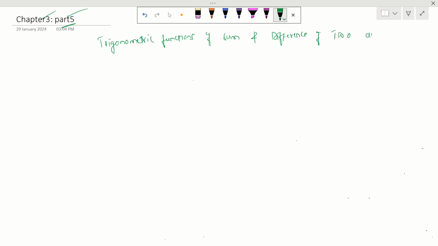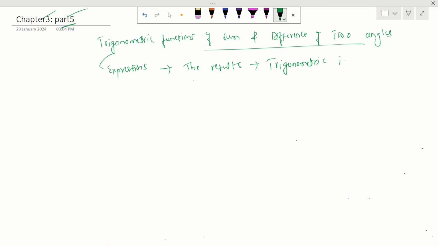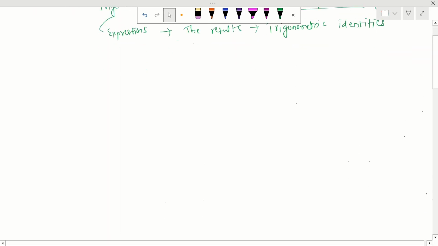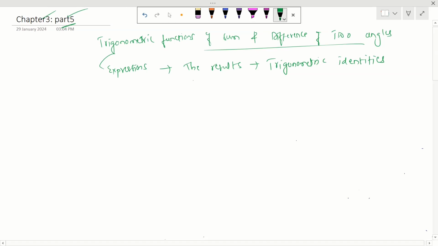Here we are also going to derive the expressions. The results, or expressions, or formulas obtained from this concept are called trigonometric identities.